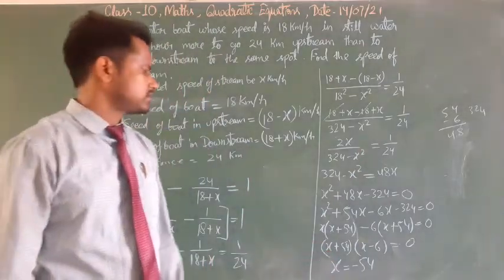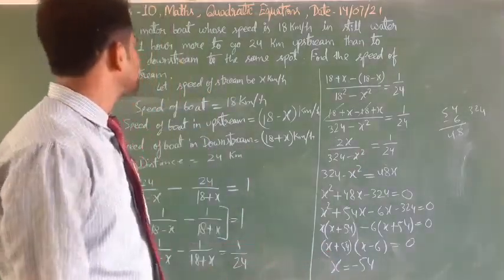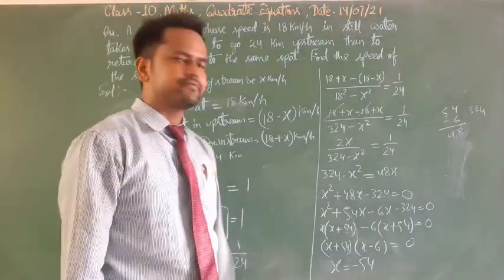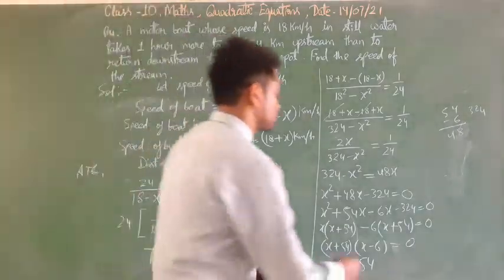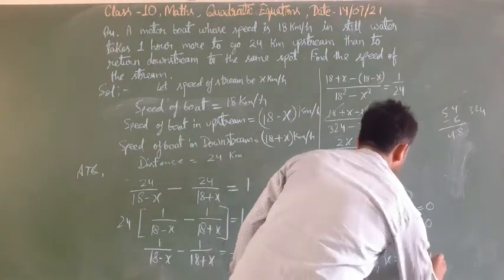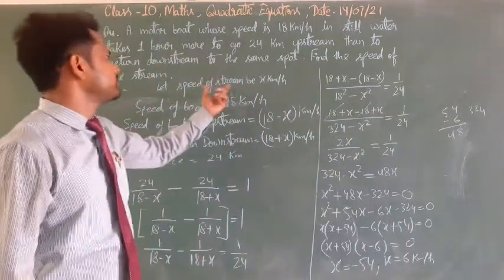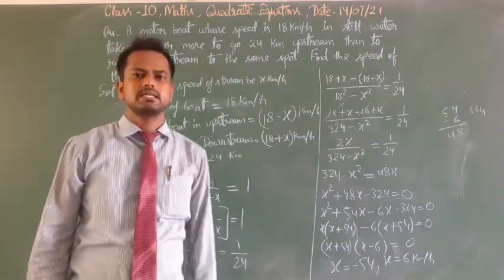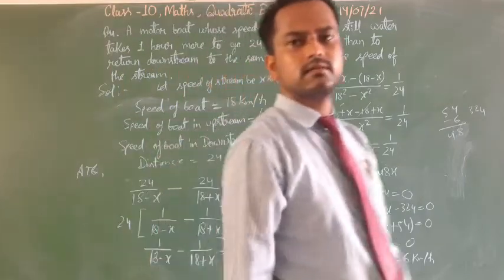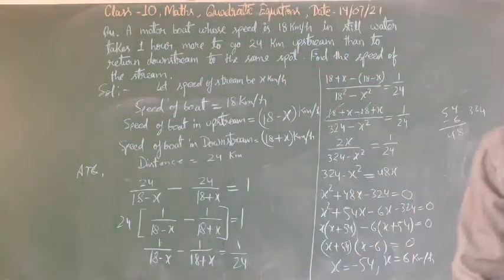Speed of stream cannot be negative, so therefore minus 54 does not exist. So we get x is equal to 6 km per hour. So speed of stream be 6 km per hour. That will be your final answer. Pause the video and note it down.